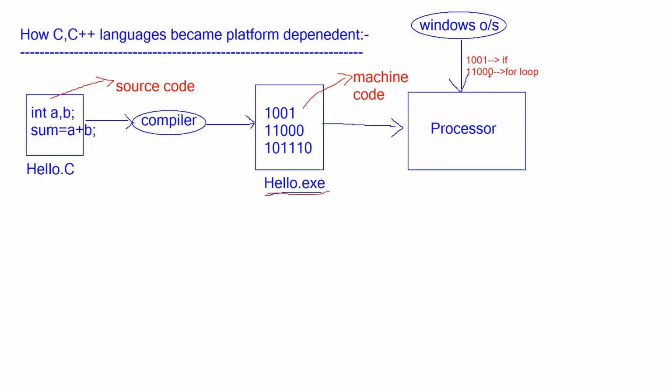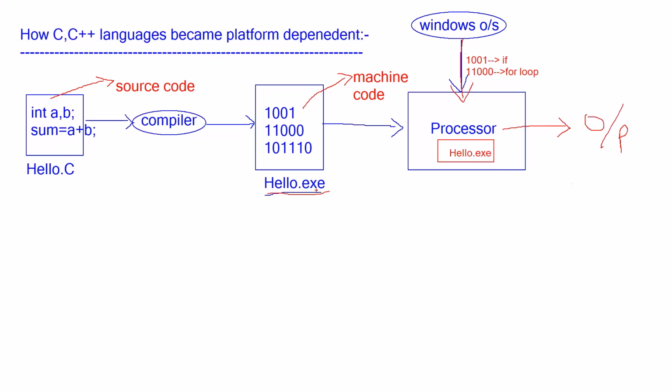Now this processor, according to the instructions it is getting from this Windows operating system, is going to run this hello.exe file, and then it will produce what? Output. Output means result. It will produce the result.